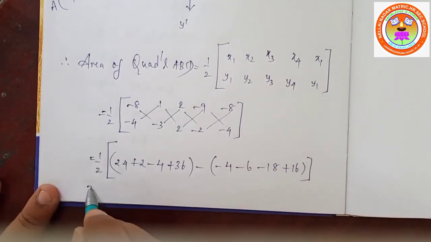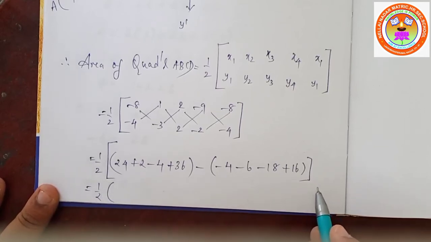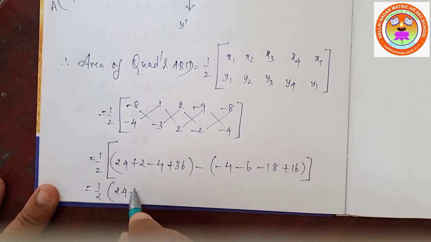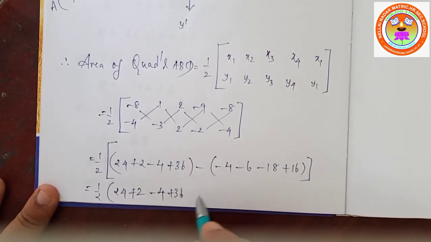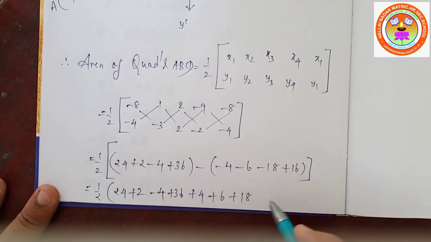That is equal to half. First you can eliminate the brackets, or write all the numbers, eliminate the brackets only. 24 plus 2, minus 4, plus 36, minus into minus plus 4, minus into minus plus 6, minus into minus plus 18, minus into 16, minus 16. Now you can add all the positive numbers. After that you can add all the negative numbers.